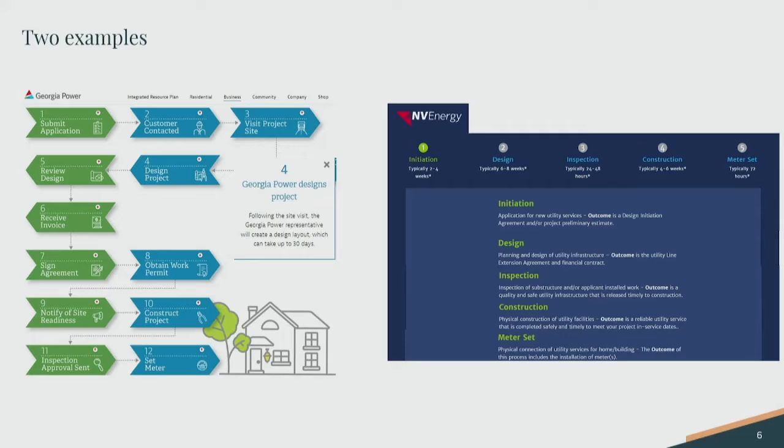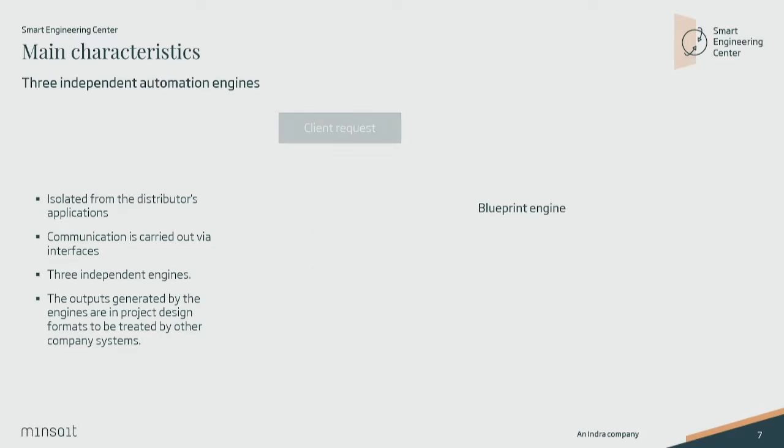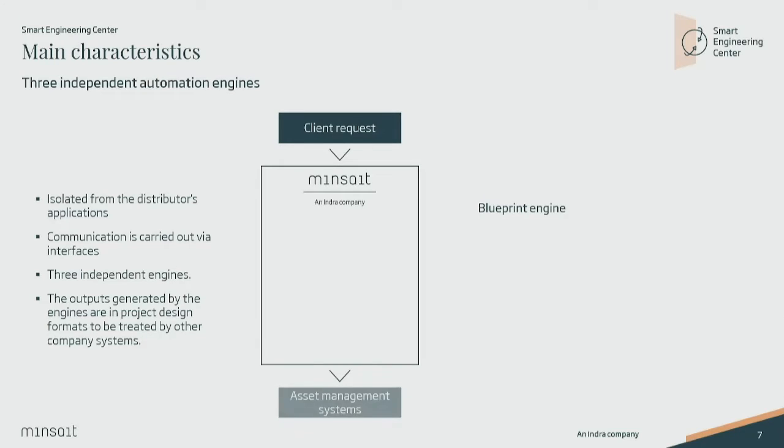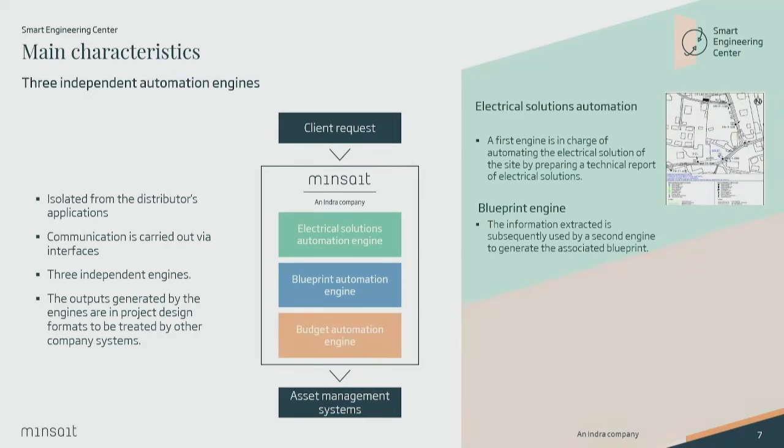We are trying to reduce, depending on the information that is available, the need for a physical inspection on site, right? And of course, construction and meter set is something that you have to physically be there for. So this is the objective of Smart Engineering Center. Smart Engineering Center functions on 3 different intelligence engines.